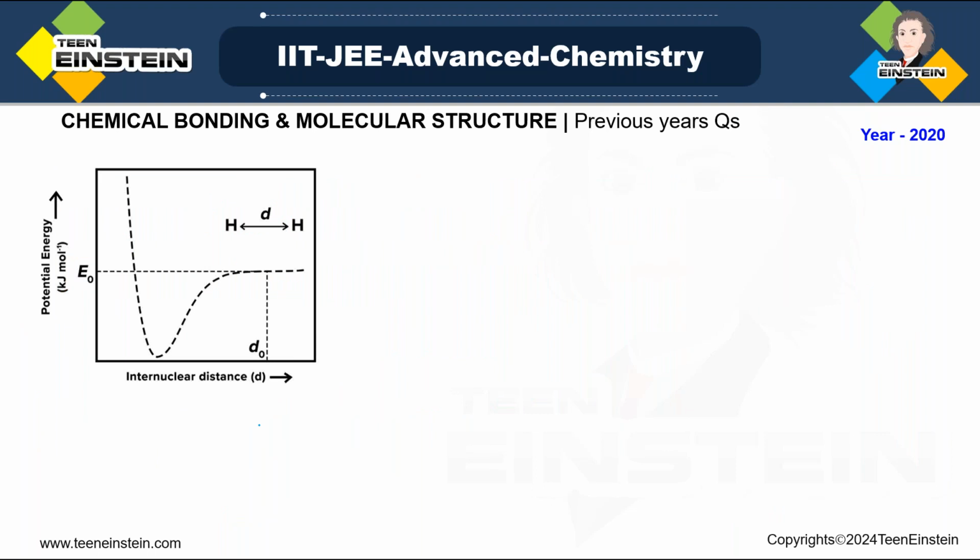So that we will do here. 9 into 10 to the power 9 multiplied by 1.6 into 10 to the power minus 19, and there is a square.